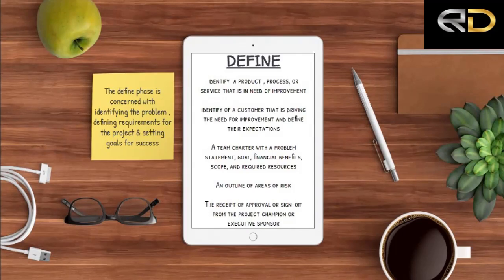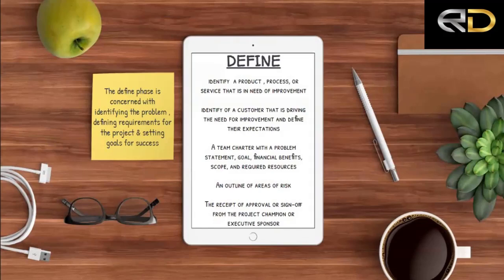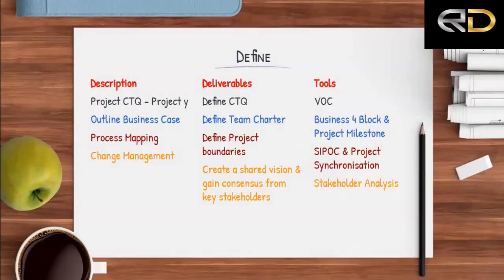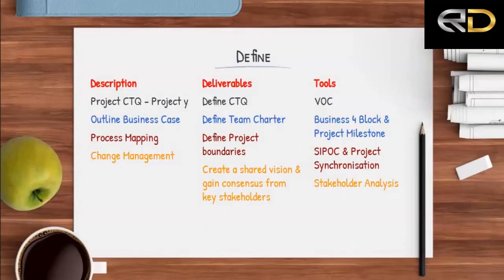Now, this is what to do, and here is how to do it. It gets simpler and simpler, because at this stage you are going to use the toolkit. A tool is a device that makes work easier. So how exactly am I going to achieve all of this? You are going to use these tools at your disposal. In order to identify a product in need of improvement, identify the customer, write the team charter, outline areas of risk, and get approval, you need to do four things.